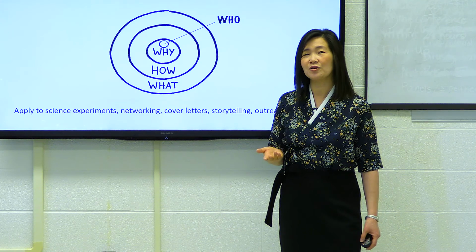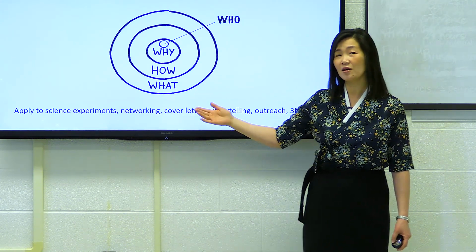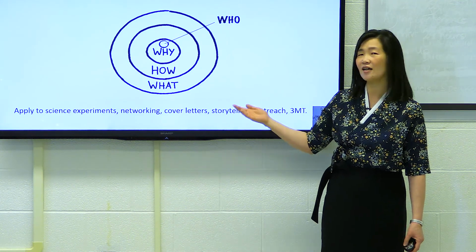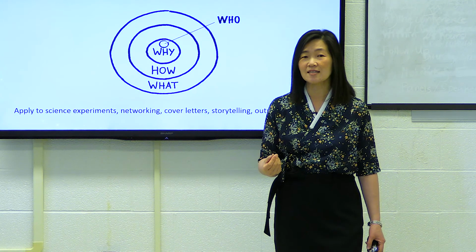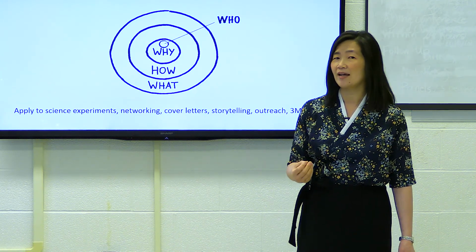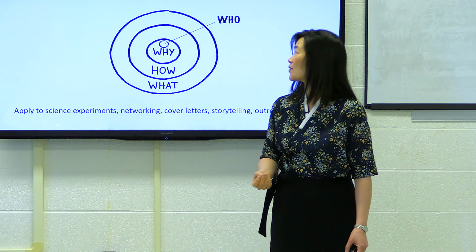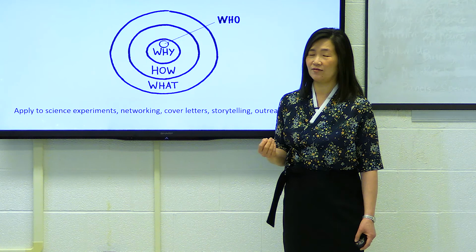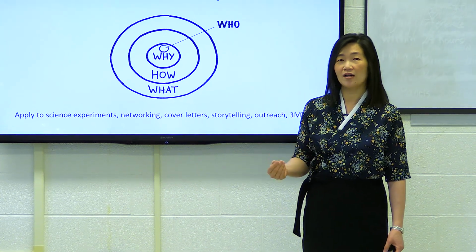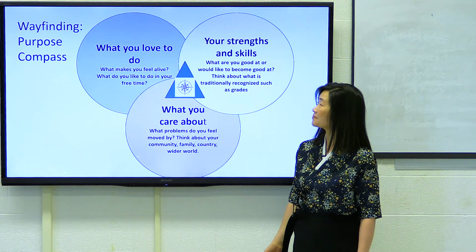So what does this have to do with you? You want to apply the Golden Circle to all of these things: your science experiments, your grant writing, networking, cover letters, storytelling, when you're doing that outreach, your 3-minute thesis. They should all cover the why. Why do you want to work for our company? Why do you want to do this research? Why are you at this event? What do you hope to achieve? And what can you offer us? Okay, so the why is something you should always keep in mind.